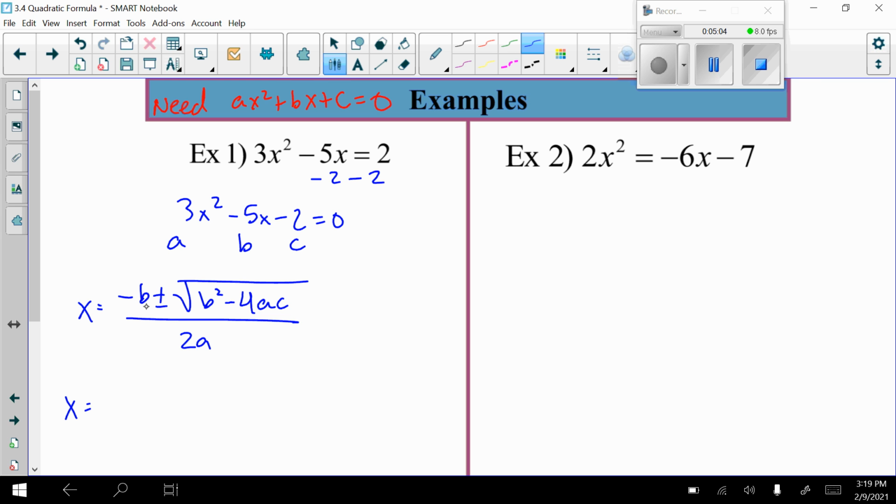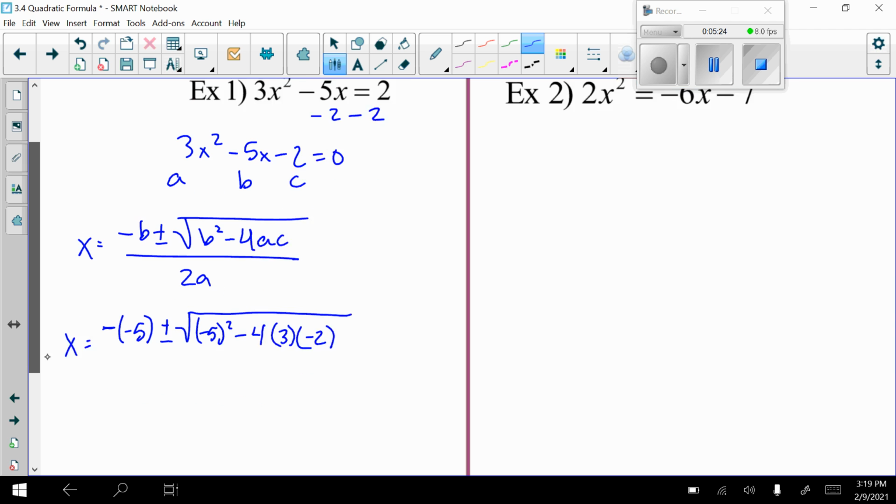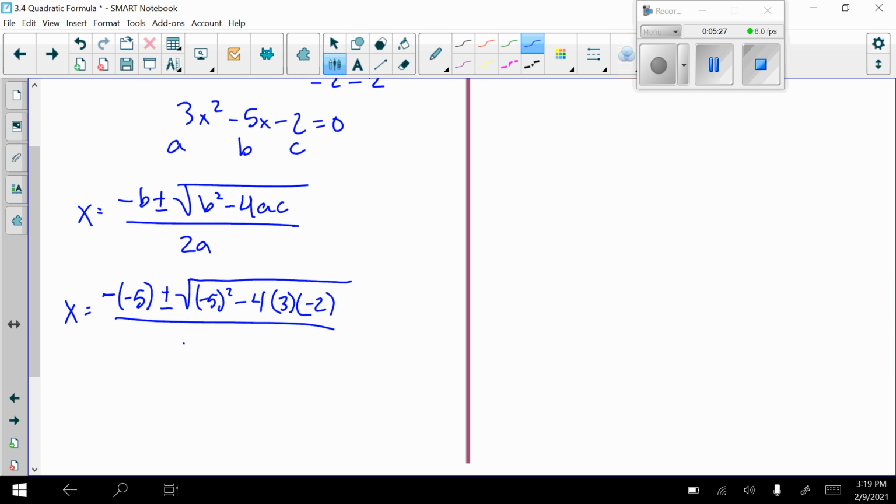It's negative b, and b is -5, so that's -5 plus or minus the square root of b squared, so that's -5 squared, minus 4 times a, which is 3, times c, which is -2. And then this is all over 2 times a, which is 3. So this is looking kind of ugly.